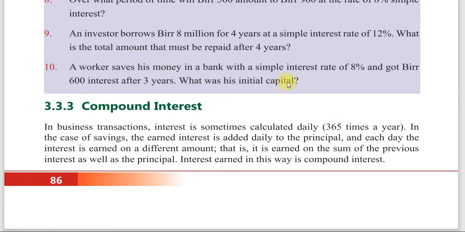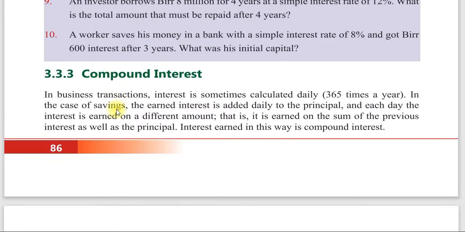እስካሁን ስናይ የነበረው እንግዲህ ሲምፕል ኢንተረስት ነው። አሁን ደግሞ ኮምፓውንድ ኢንተረስት እንዴት አድርገን መስራት እንችላለን? ኮምፓውንድ ኢንተረስት ማለት ምን ማለት ነው? In a business transaction interest is sometimes calculated daily, that is 365 times a year. In the case of saving, the earned interest is added daily to the principal, and each day the interest is earned on the different amount. That is, it's earned on the sum of the previous interest as well as the principal. Interest earned in this way is a compound interest.